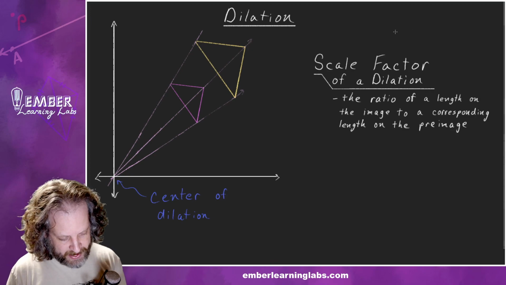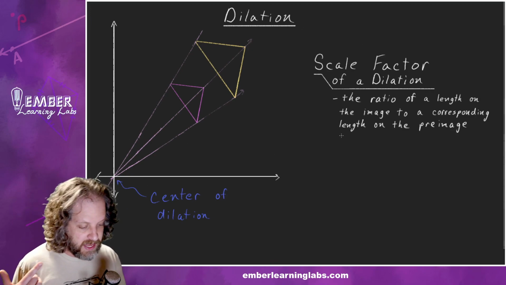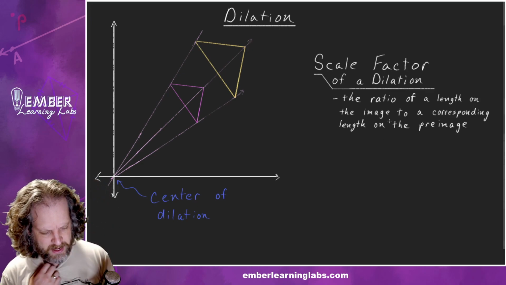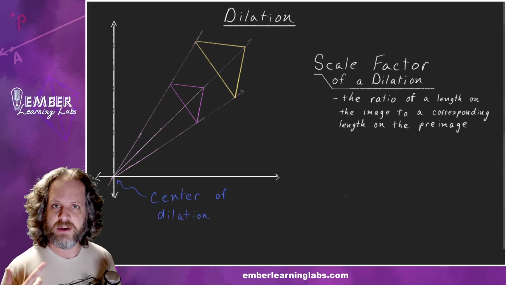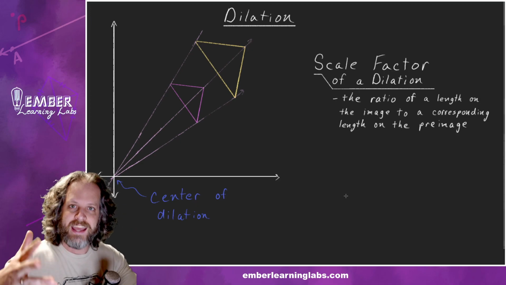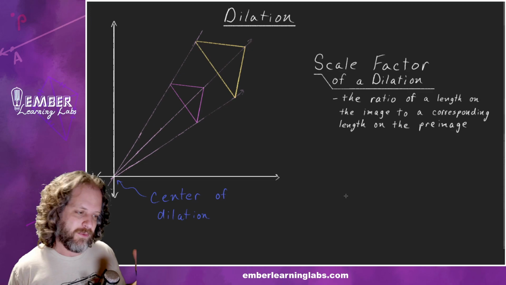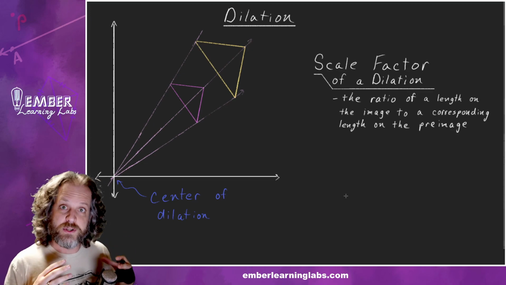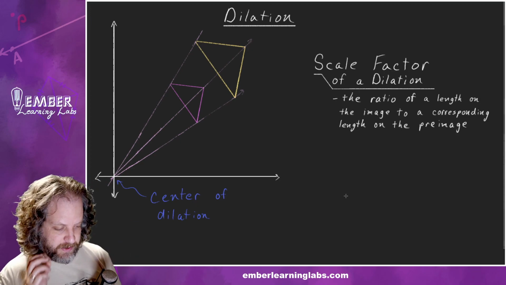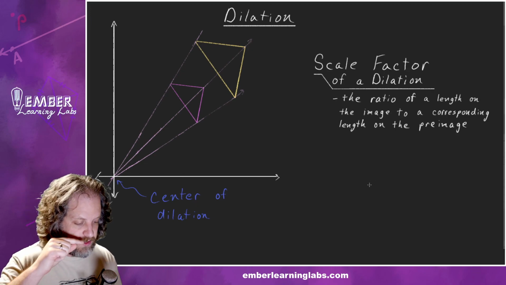And so the scale factor of a dilation is the ratio of the length on the image to a corresponding length on the pre-image. So you may or may not have heard this terminology of image and pre-image. The image is the ending object, and the pre-image or the original figure is the original before it was dilated, before it either grew or shrunk, right? And so that's what we're talking about. So the ratio is always the ratio of the image to the pre-image.